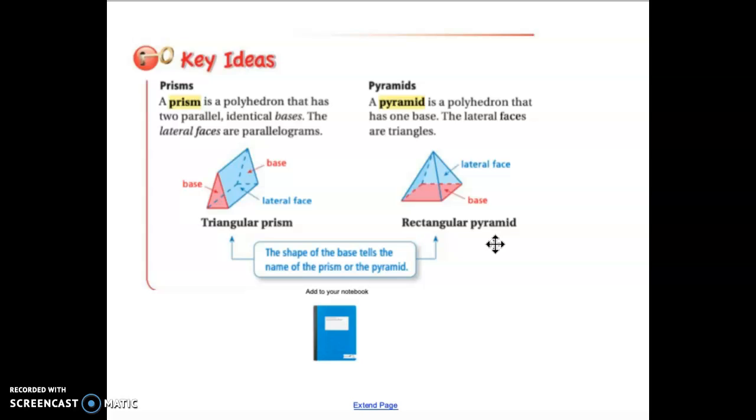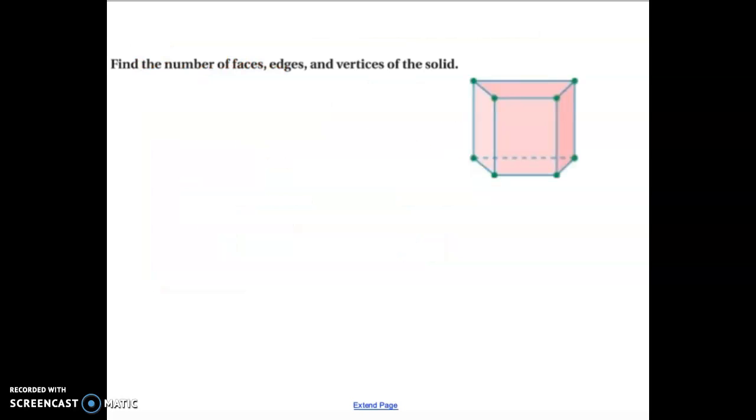Now we're going to learn how to draw a couple of these in just a second, but please make sure you have those definitions in your notebook. Pause it and then go ahead and add that to your notebook. All right, so here we are. Find the number of faces, edges, and vertices in one solid. Why don't you try this on your own, and then I'll see you on the next slide.